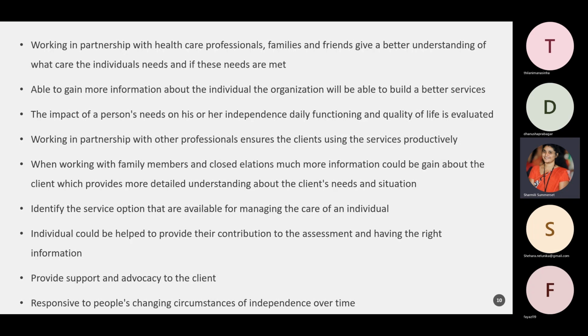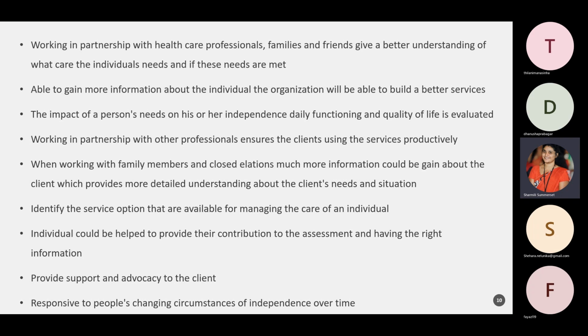The individual could be helped to contribute to the assessment and to handle the right information. It can also provide support and advocacy to the client, and be responsive to people's changing circumstances of independence over time. In another aspect, it can improve the patient's independence during the period of care, moving them from dependence. It will help the patients to carry out all their activities in an independent manner.